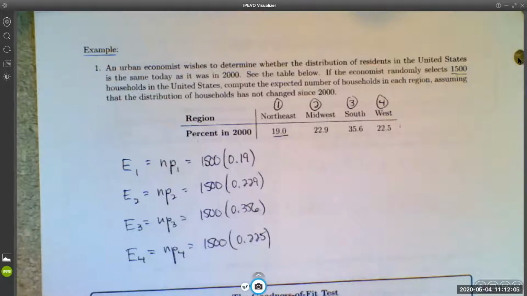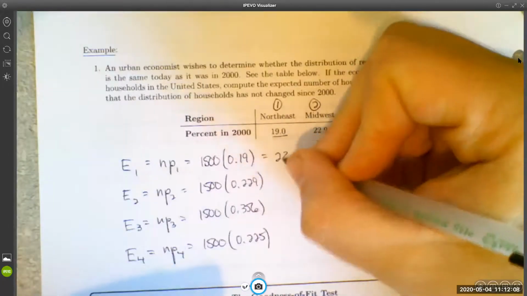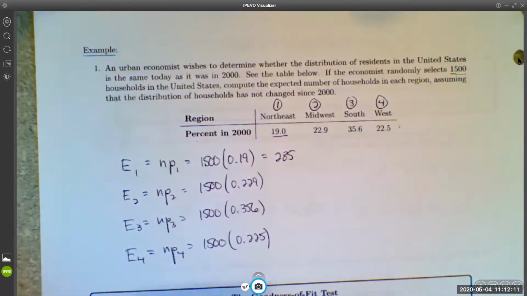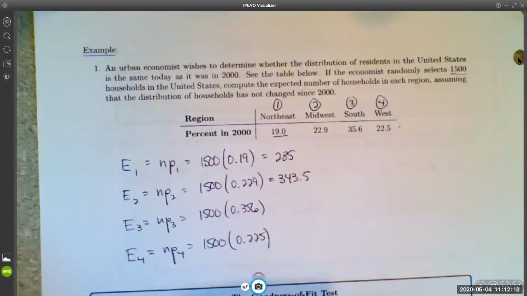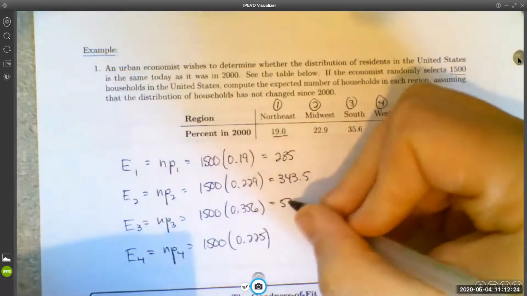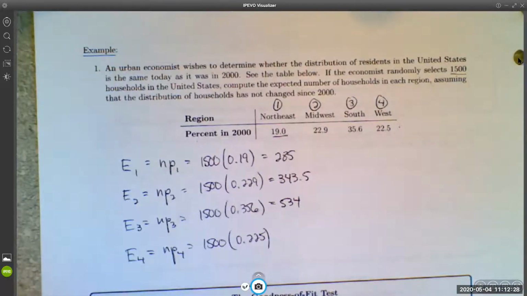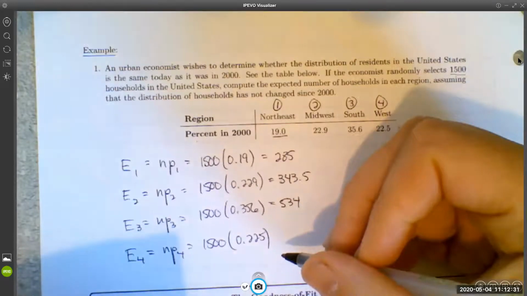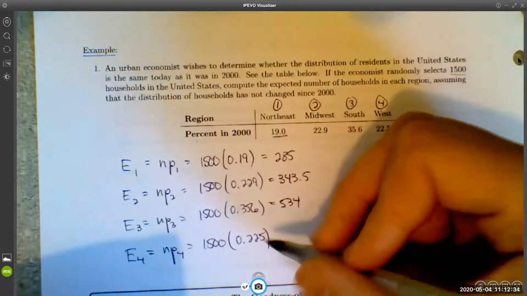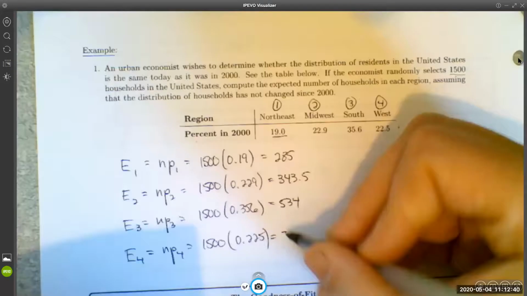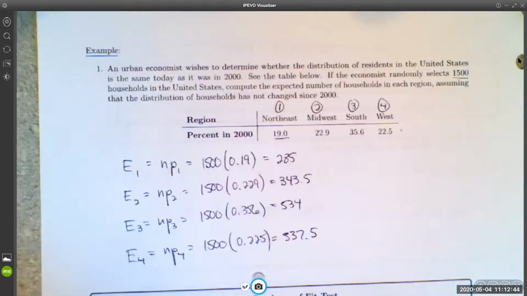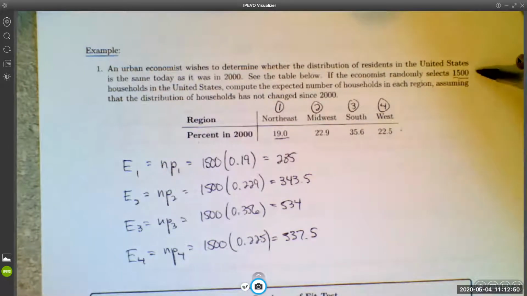1,500 times 0.19 is 285. 1,500 times 0.229 is 343.5. 1,500 times 0.356 is 534. And 1,500 times 0.225, sorry, is 337.5.